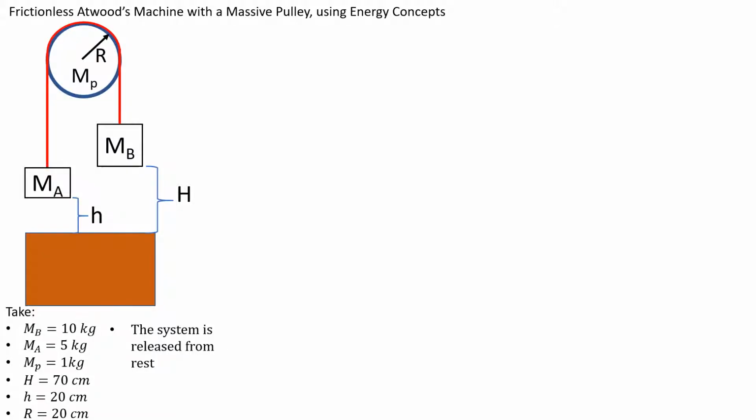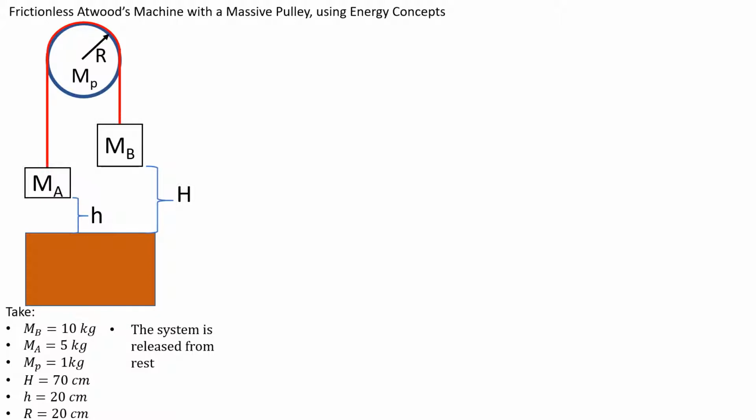Hi, so this is the third video in a series of videos that I'm making about how to solve the Atwood's machine via various methods from physics. So just remember that the Atwood's machine is defined as a system of two masses hung over a pulley, where one mass is heavier than the other, so it will fall, and the other mass will rise.